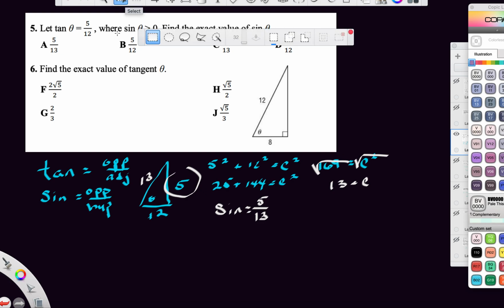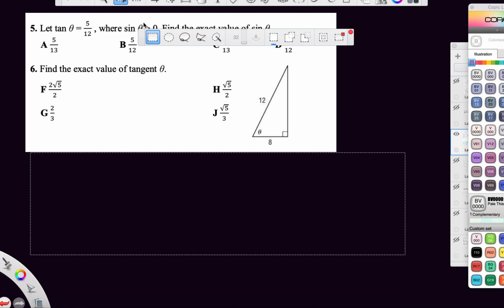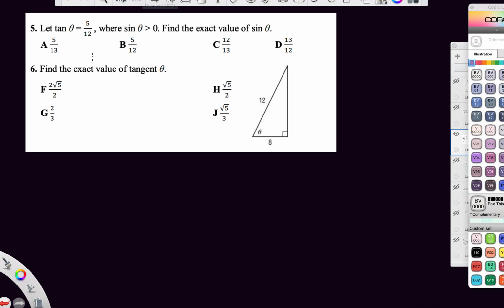Last and certainly not least, I'm going to go ahead and use this space. So I got to get rid of this. Get rid of that. Get rid of that. All right, find the exact value of tangent. Well, we knew that tangent is opposite. Oh, sorry, let me use a different color.